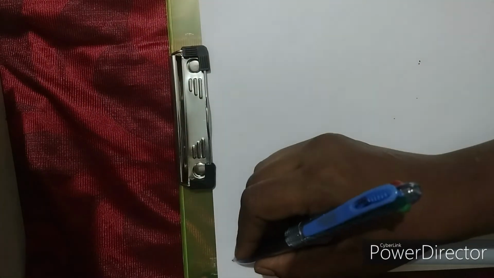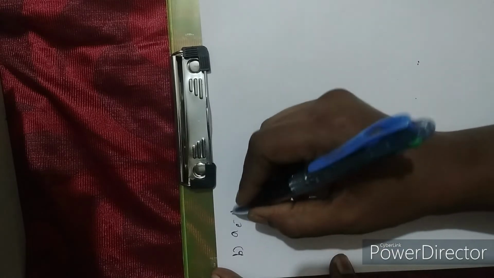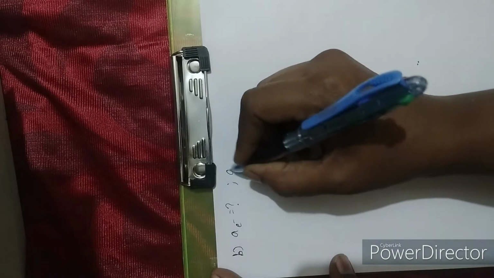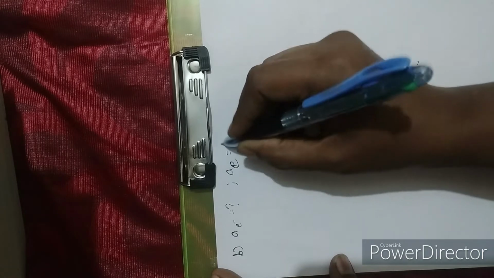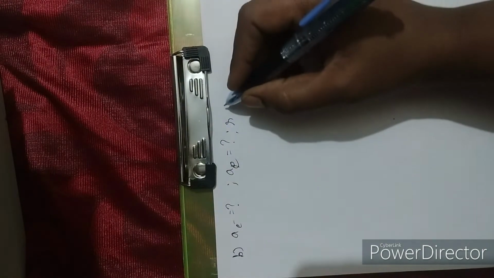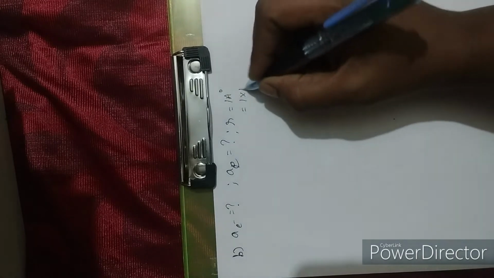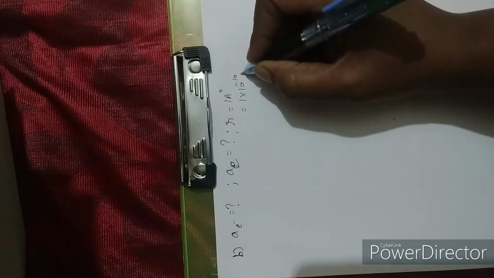So this is your B part. B part: acceleration of the electron and acceleration of the proton is equal to how much? And what is given? The distance of separation between them is equal to 1 Angstrom unit, and that we know to be equal to 1 × 10^-10 meter.